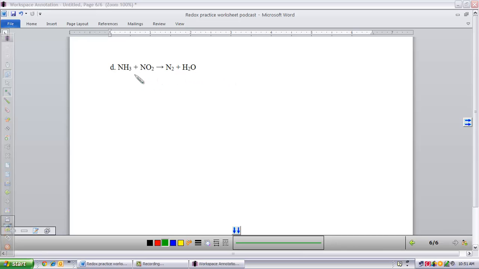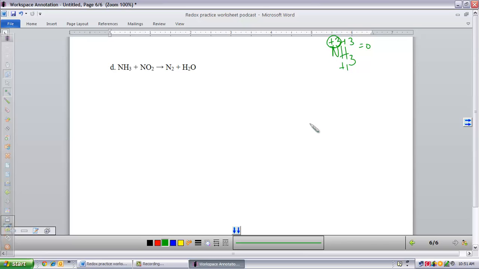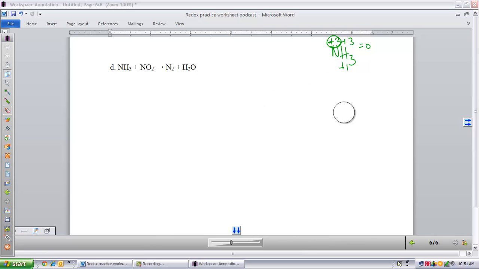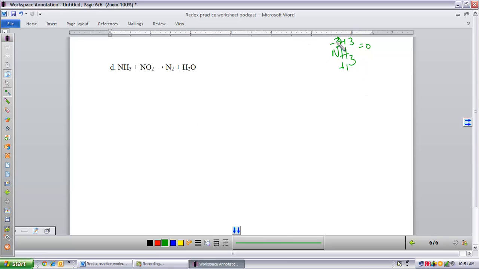Okay, let's look at our last example. This example is a little bit tricky when you first look at it, when you start going through all the balancing. Let's look at ammonia. Hydrogen's a +1, so there's a total of 3 lost electrons. The total is going to equal 0 because there's no charge on any of these, so all of these will balance to 0. So nitrogen in this particular compound is a -3.